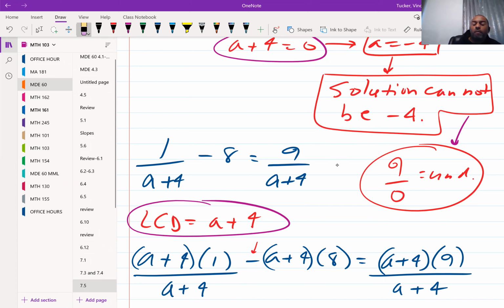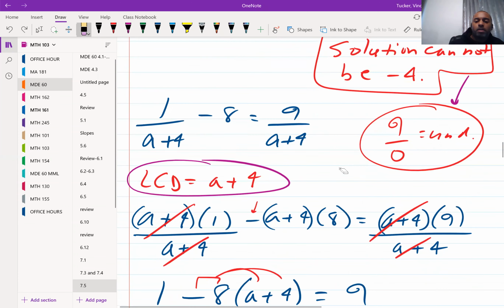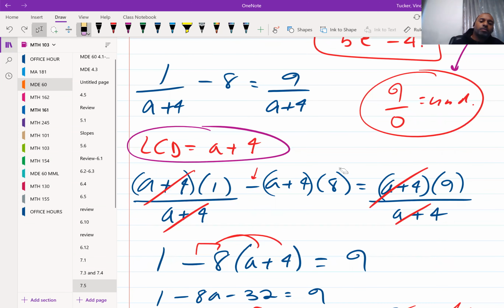Any problems? So now in that first fraction and the last fraction, a plus 4 is going to cancel out for us. That leaves me with 1 minus 8 times a plus 4. All I did was just rearrange the terms. It's the same thing. And then just 9 on the other side of the equal sign.